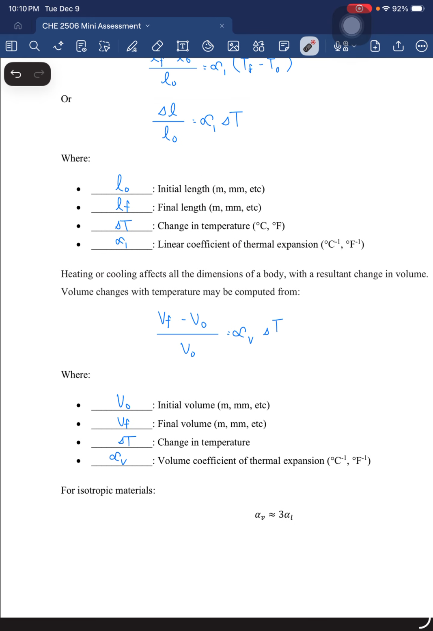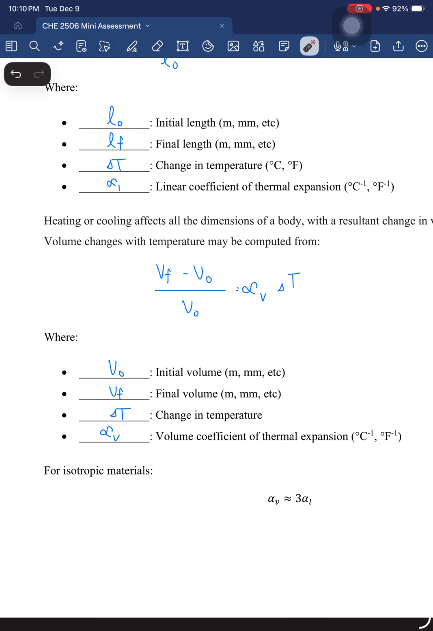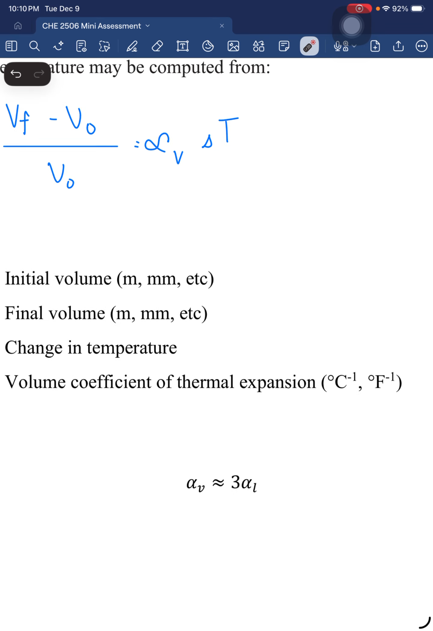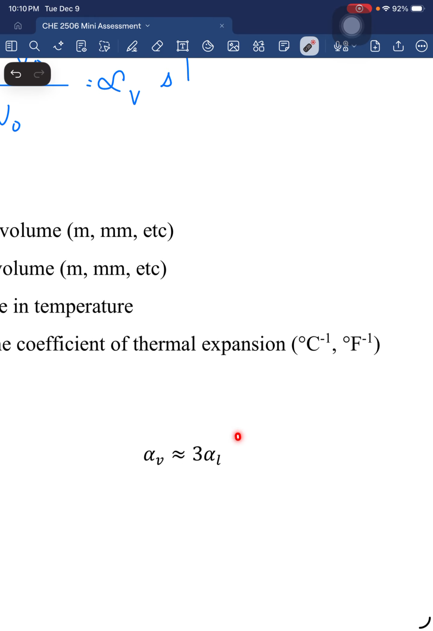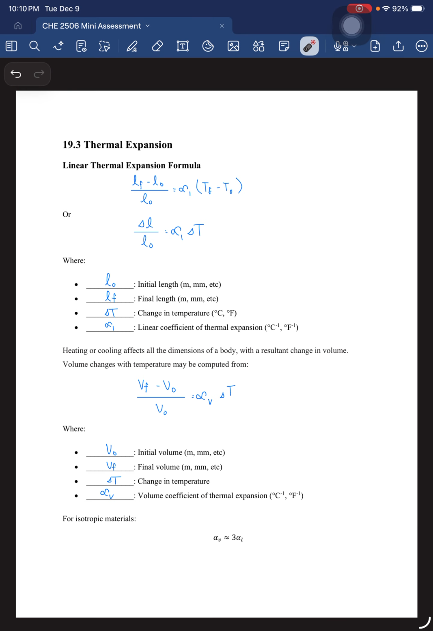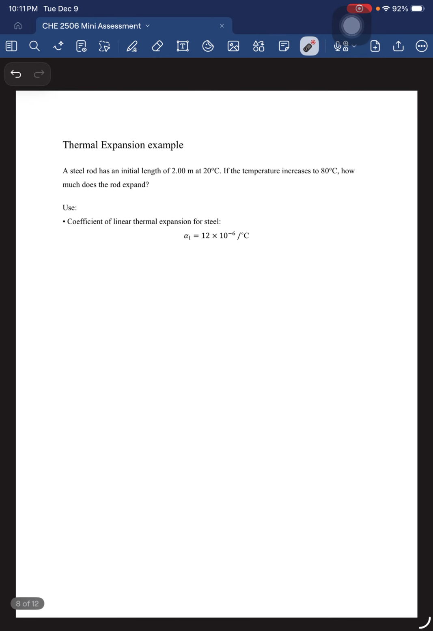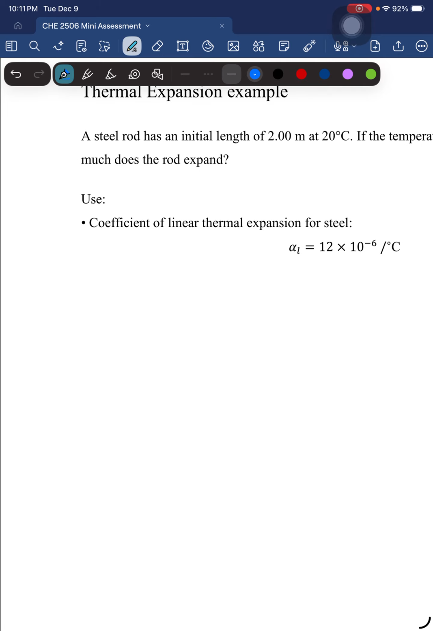And a really good note here: for isotropic materials, your volume coefficient of thermal expansion is approximately equal to 3 times the linear coefficient of thermal expansion. Here's a quick little example. It's pretty straightforward. Let's start off by writing the givens.